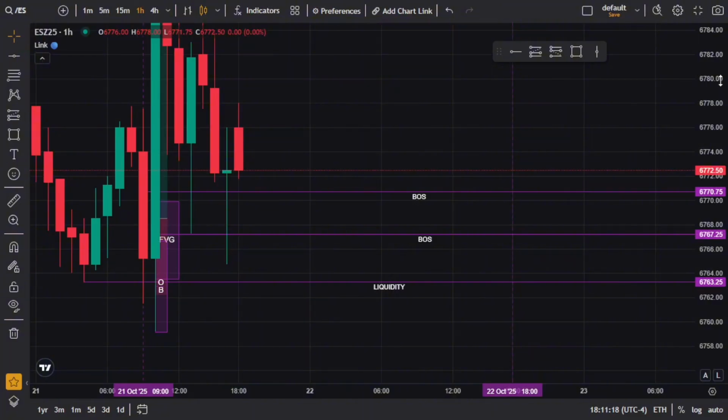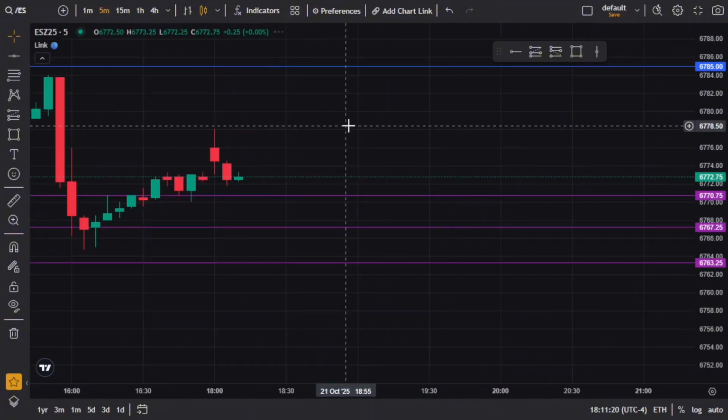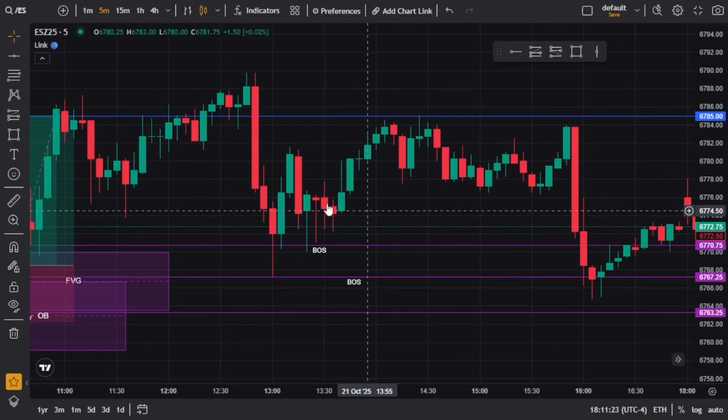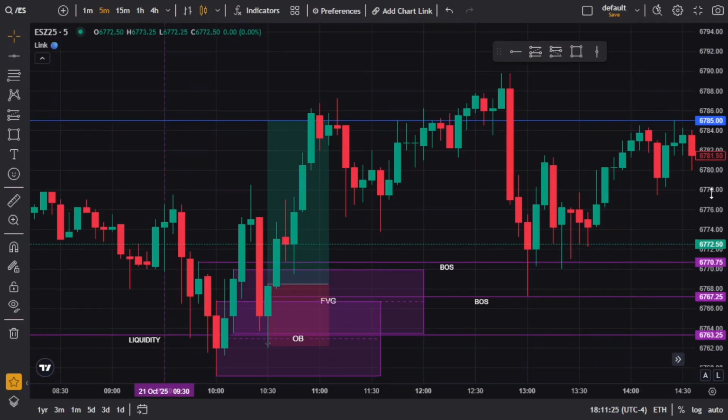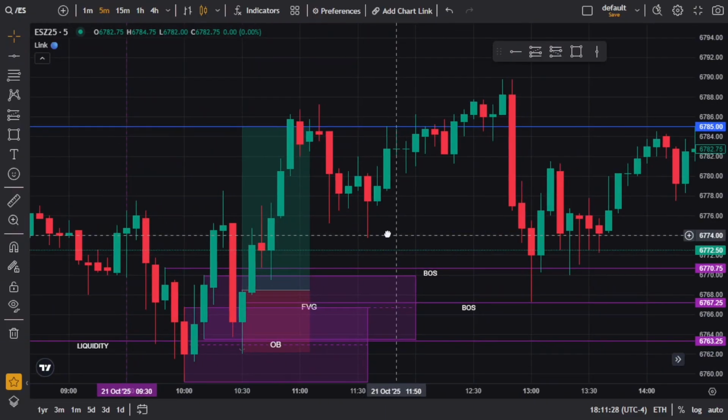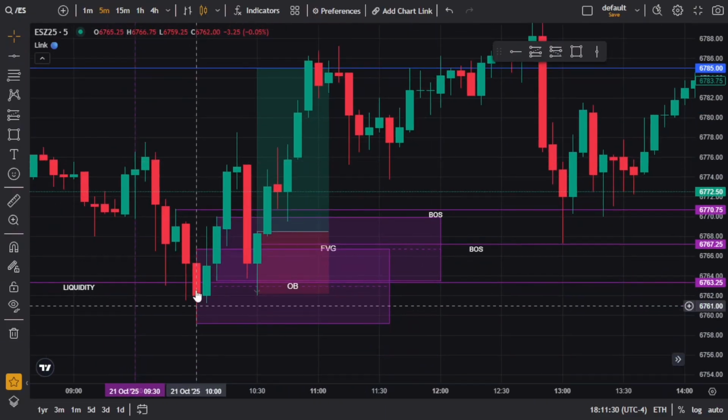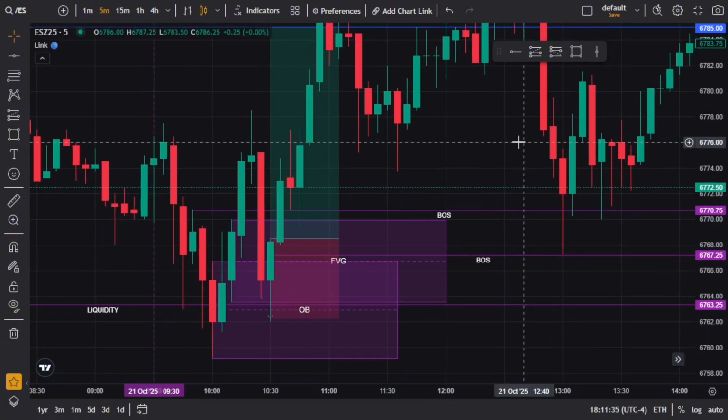We scale down to the 15-minute or 5-minute based off of our 4-hour, 1-hour bias of the day, if they align or not. After you do that, you're going to mark out your breaker structure out of this liquidity. Liquidity was down here. Once it was swept, we scaled down to the 15 or 5-minute breaker structure. We're going to mark that out.